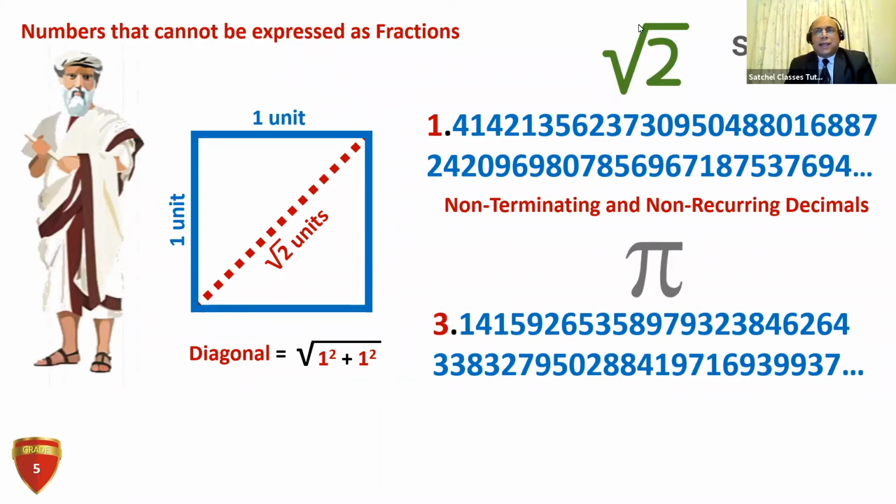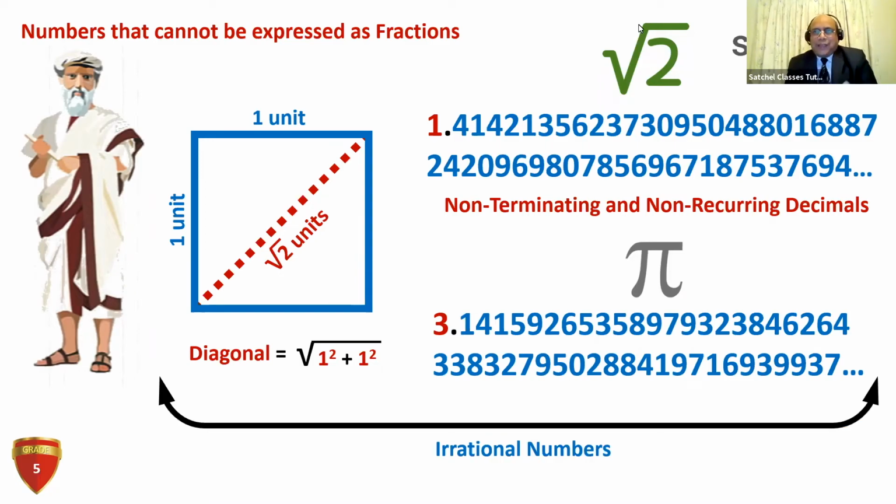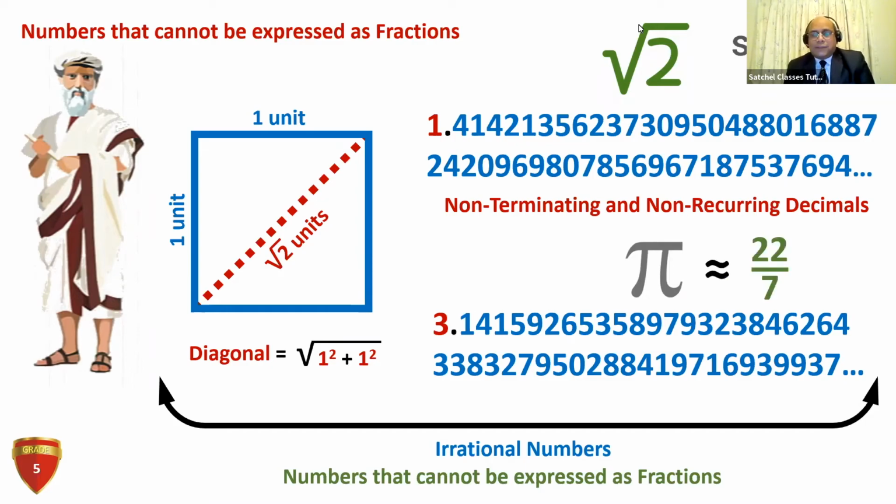And these are hence called irrational numbers because they behave irrationally, right? They do not behave rationally like any other numbers. These are numbers which cannot be expressed as fractions. You cannot express any of these numbers as a fraction. Even though some might argue that pi is 22 over 7, 22 over 7 is only an approximate value of pi. It is not the exact value of pi, right? So that brings us to the final classification of numbers, into rational numbers and irrational numbers, right?